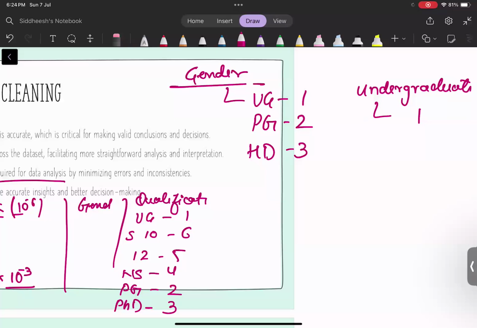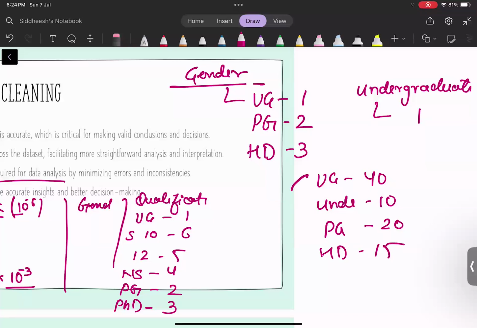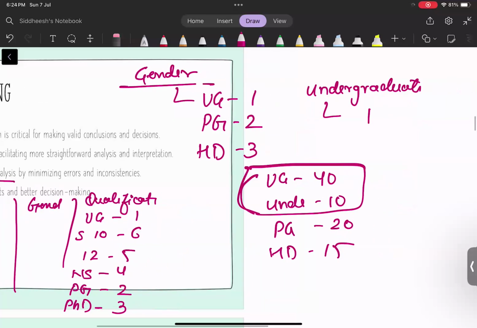So what happened afterward? I got UG, suppose 40 patients. I got undergraduate, 10 patients. I got PG, 20 patients. I got higher degree, 15 patients. Even though UG and undergraduate are the same, SPSS gave me two different sets of data. Correct? So that is what we should do: data cleaning and data coding in a proper manner. Even if you are using SPSS, even the data analysis software will make the mistake. That is why for my own work, I use Excel for data coding and data cleaning, because Excel will maintain the uniformity throughout the data.